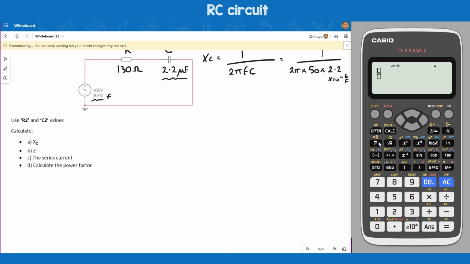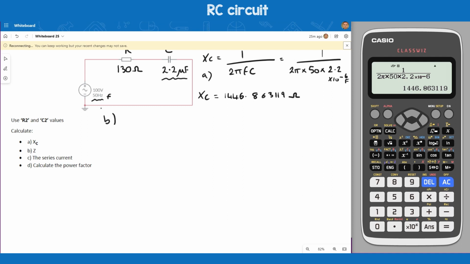So on our calculator, 1 divided by 2 pi times 50 hertz times 2.2 micro, or 10 to the minus 6. So our capacitive reactance is 1446.863119 ohms. So that's part A.